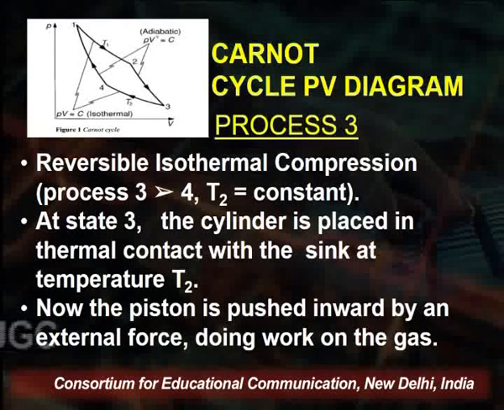At state 3, the cylinder is placed in thermal contact with the sink at temperature T2. Now the piston is pushed inwards by an external force doing work on the gas. Why is this isothermal compression very important? Because we should have an engine that is operating in a cyclic manner. It means when we have come from 1 to 2 and 2 to 3, we have to come back to 1. To come back to 1, these two processes are very important, process 3 and process 4.